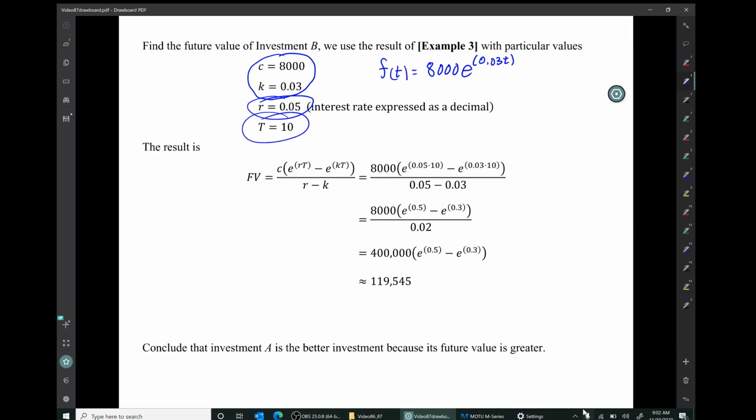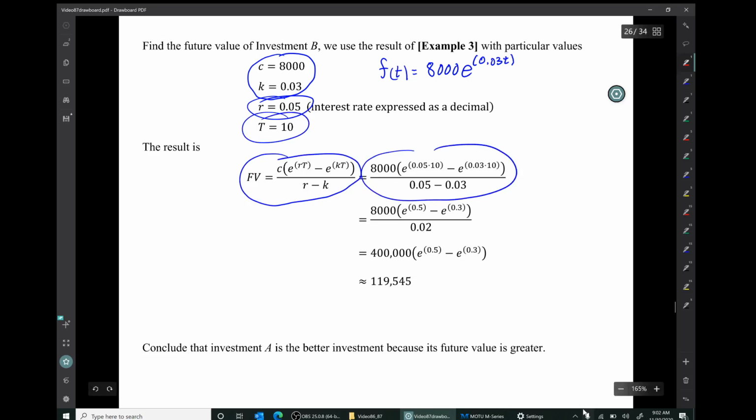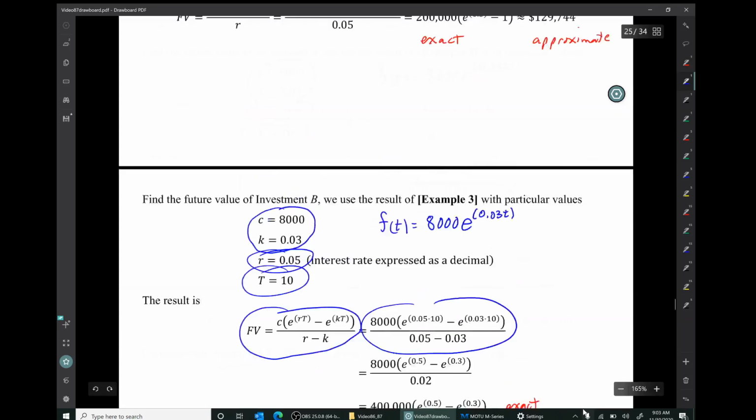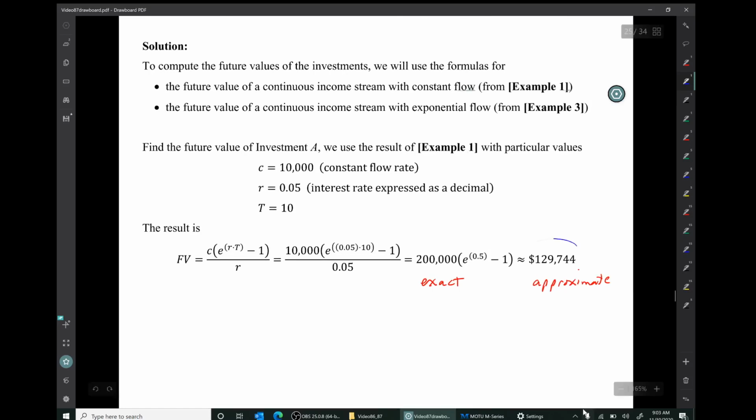So then we use the formula from example 3. With those particular values, we get this expression. We simplify it to this final exact answer, and then plug that into a calculator and get the decimal approximation, $119,545. We conclude that investment A is the better investment. Investment B has a future value of $119,545. Investment A has a future value of $129,744.